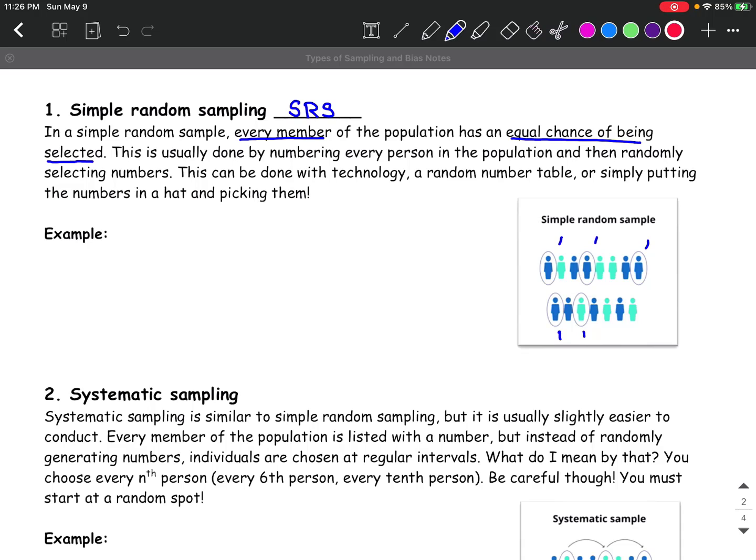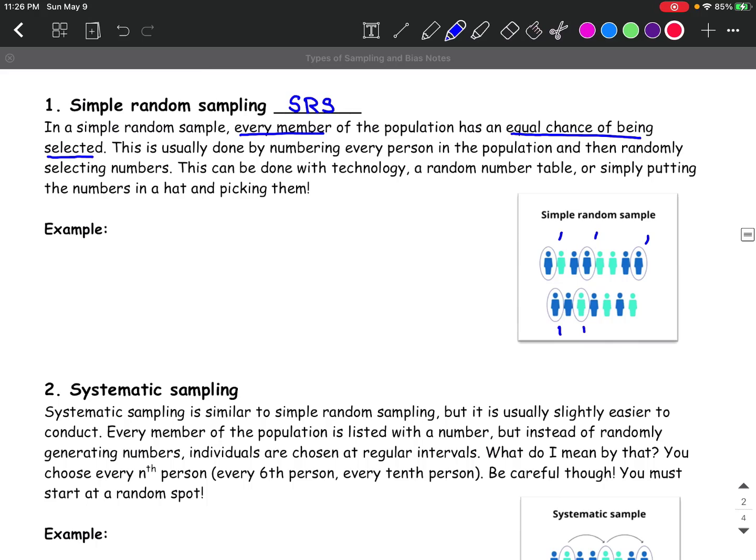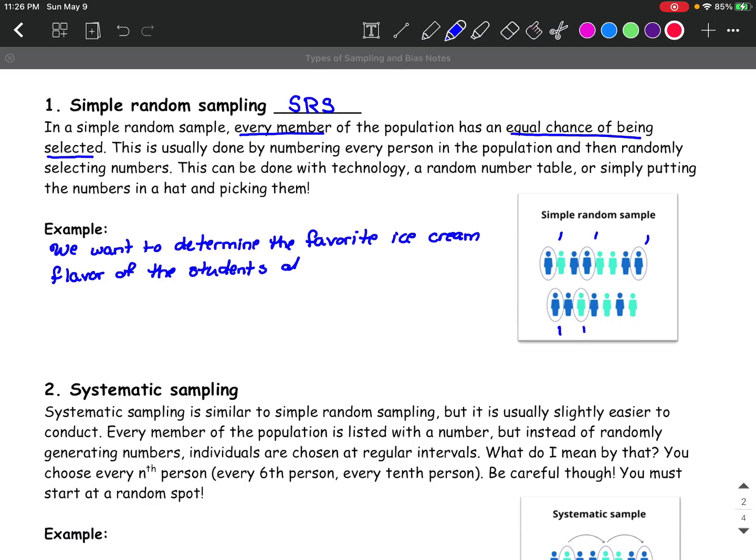Let's look at a specific example. And we're going to keep this theme as we go through all the other types. Let's say we want to determine favorite ice cream flavor of the students at Farmingdale High School. So our population is the students of Farmingdale High School. All, what are we, 1800, 17 something? Somewhere between 1700 and 2000. I'm not sure the exact number.